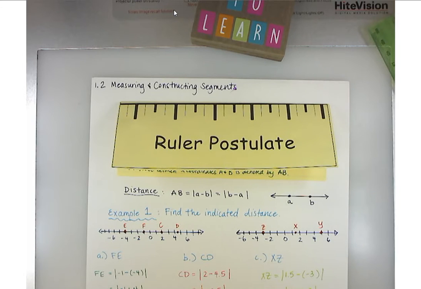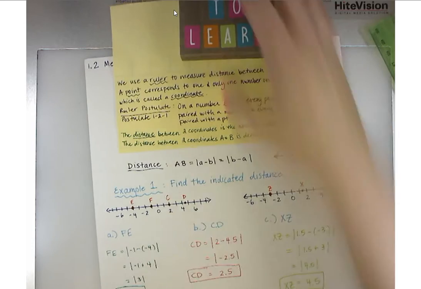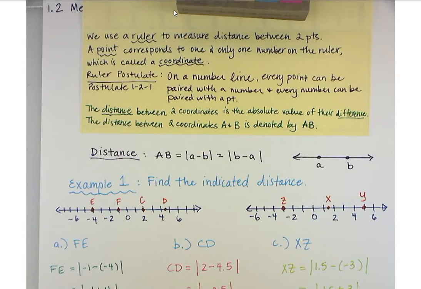Right, so the first thing we're talking about today is the ruler postulate. And I have a feeling you guys already know the first part, that we're using a ruler to measure the distance between 2 points. But then part of the ruler postulate is that a point is going to correspond to one and only one number on the ruler. And that is called a coordinate.